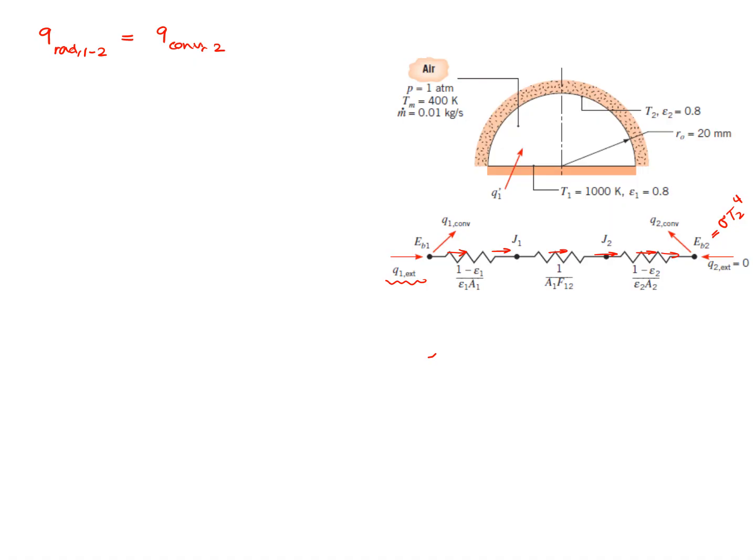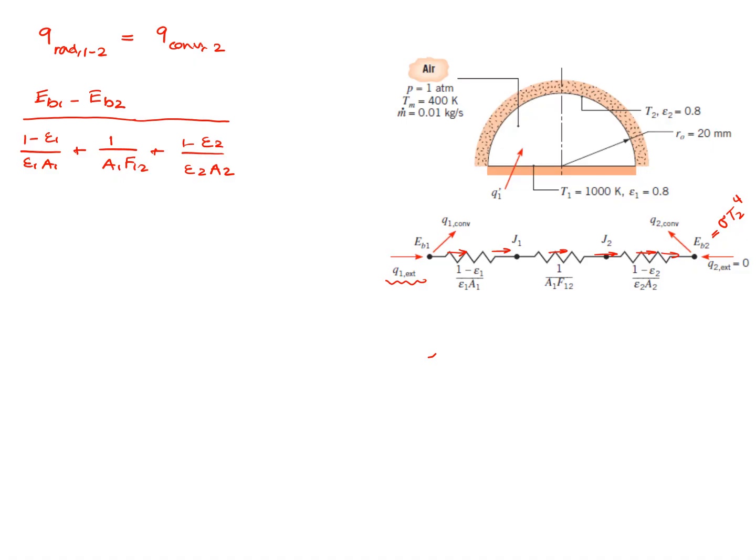Q radiation from 1 to 2, the net radiation from 1 to 2, is going to be written as follows. You have the circuit, so you pick nodes that will be helpful. For example, I'll pick E_b1 minus E_b2, because I know I can at least evaluate E_b1, and then I'll find the resistances in between these two nodes. So that's (1 minus epsilon 1) over (epsilon 1 A1), plus 1 over (A1 F12), plus (1 minus epsilon 2) over (epsilon 2 A2).